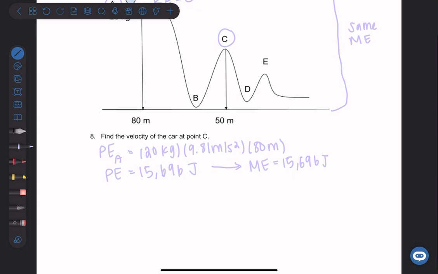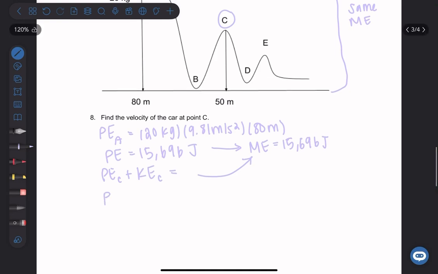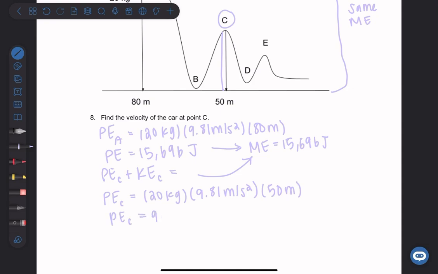So now we know that the potential energy at C plus the kinetic energy at C will equal this number. Let's find the potential energy at C. The mass is going to stay the same, 20 kilograms. The constant will stay the same, 9.81 meters per second squared. And now the height has changed, it's 50 meters now. I'm going to multiply that out again. And so the potential energy at C is 9,810 joules.